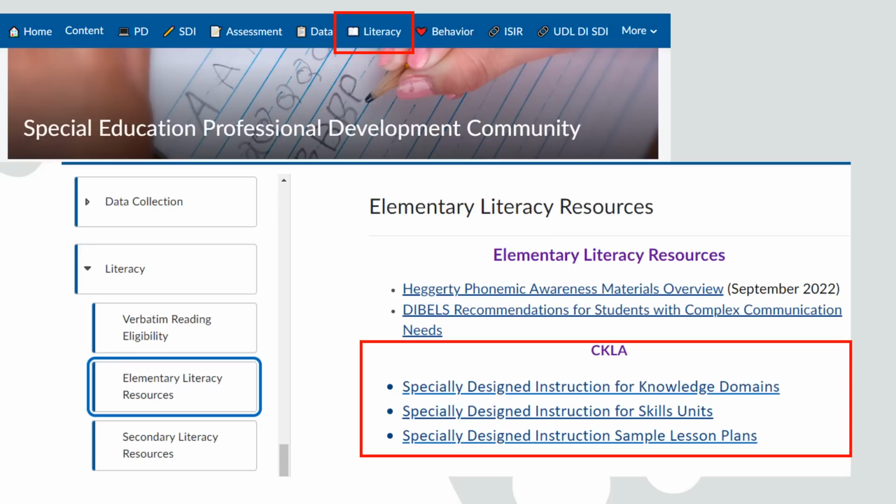You can pause this video here in order to locate these materials on Brightspace. We will be reviewing them in more detail on the next several slides.